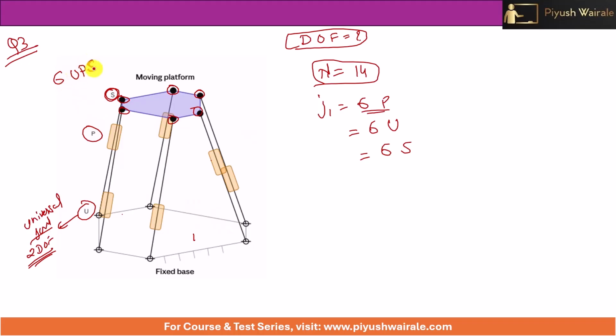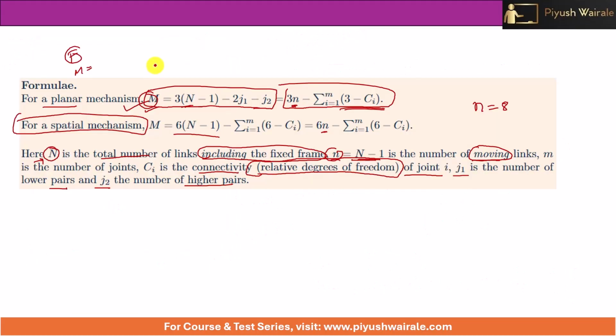6 UPS means what? 6 universal joints, 6 prismatic joints, and 6 spherical joints is the 6 UPS platform here. Okay, and the degree of freedom for this particular mechanism will be what? Let's try to find out. If you observe, this is basically a spatial mechanism, a spatial manipulator. Stable platform example. Now for this we have to use this particular formula.